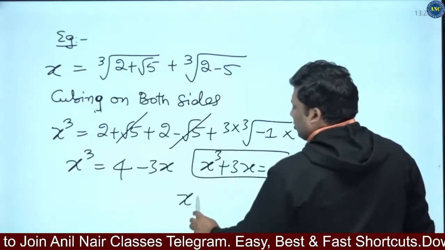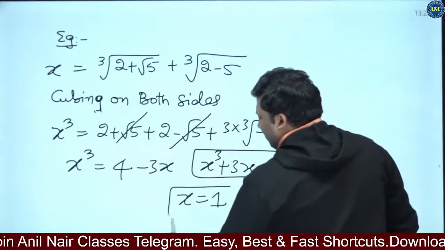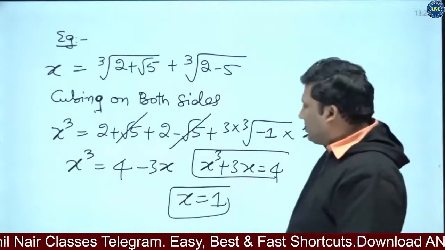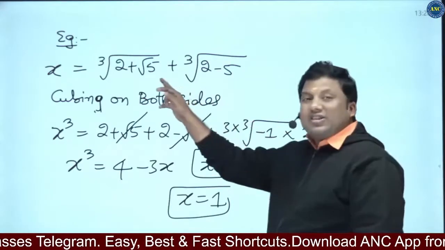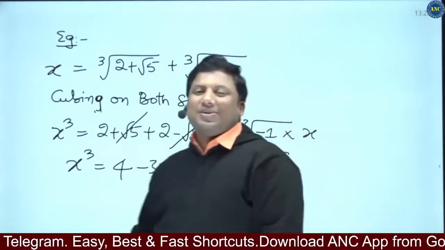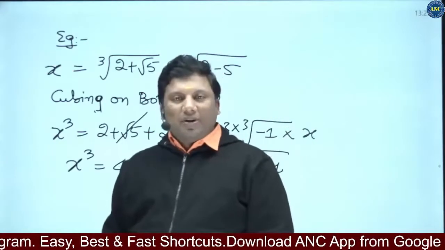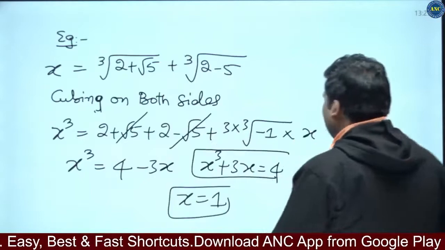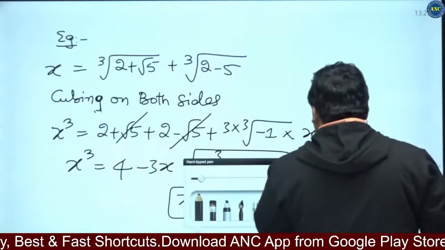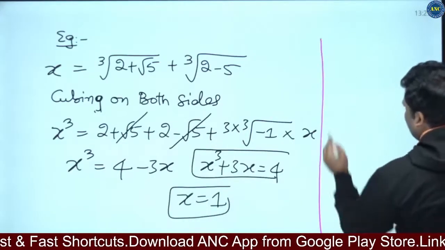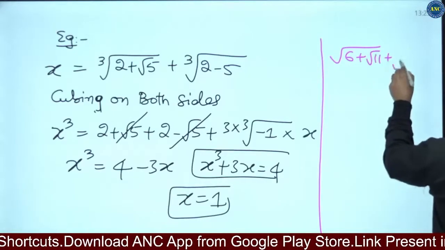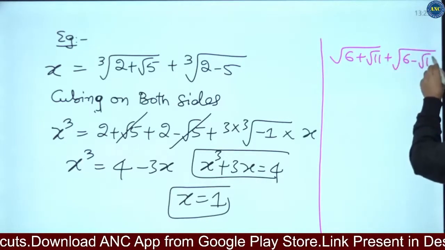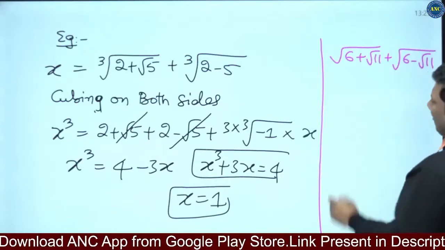By looking at the question, x is 1. Here previously we were getting 6 plus root 11, 6 minus root 11, and the cube root of 25. That means immediately the idea comes to mind: you can create a question like this. The square root of 6 plus root 11 plus the square root of 6 minus root 11. Same thing, find the value of it.